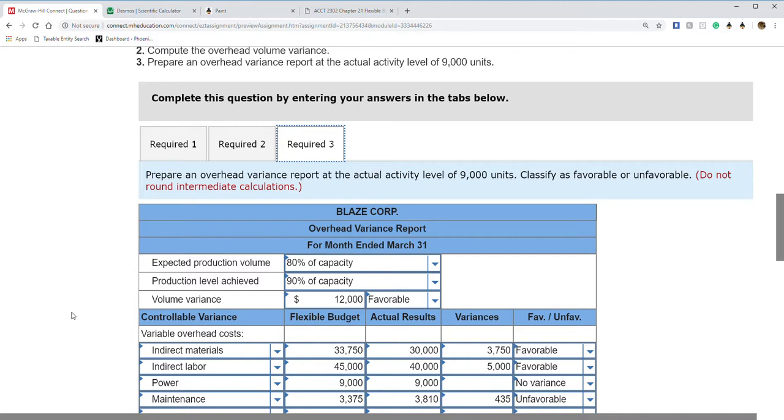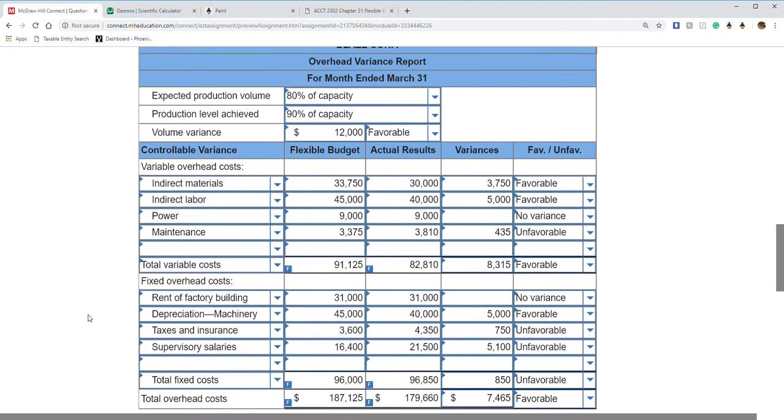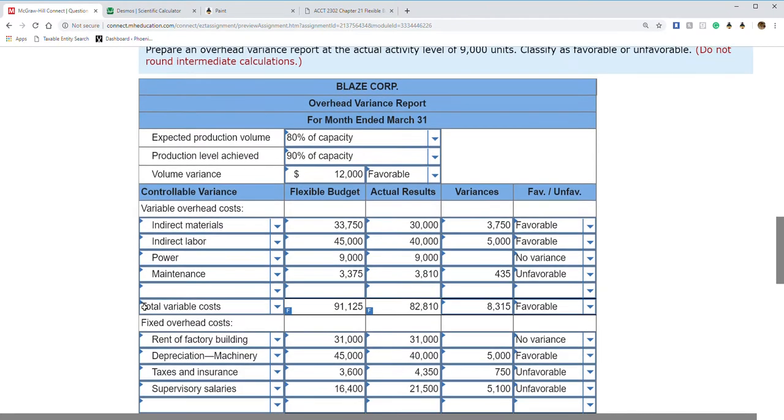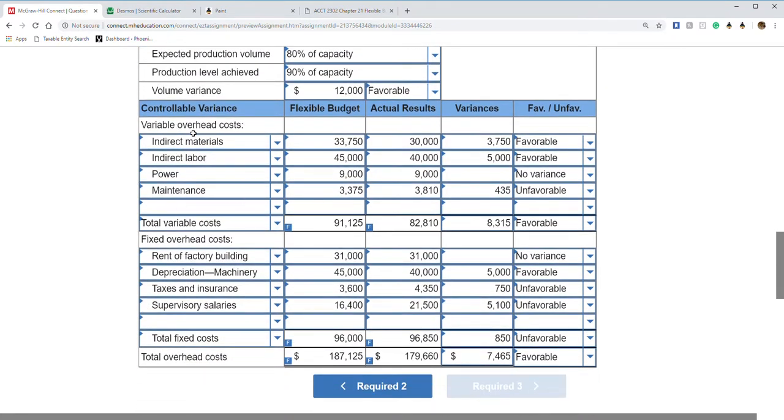All right, so this wants you to prepare an overhead variance report at the actual activity level of 9,000. Either classify it as favorable or unfavorable. Okay? So our expected production volume was 80%. Production level achieved is 90%. Our volume variance we'll get from here, and that will fill out right here. And then, of course, again, we have variable, which would be indirect materials, indirect labor, power, maintenance, and then we got our fixed. A lot of this is in your notes, again.